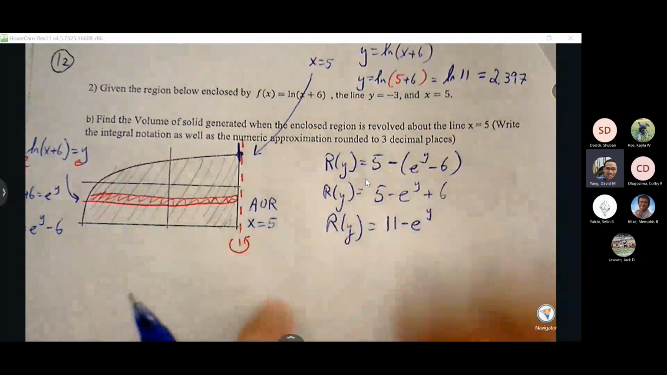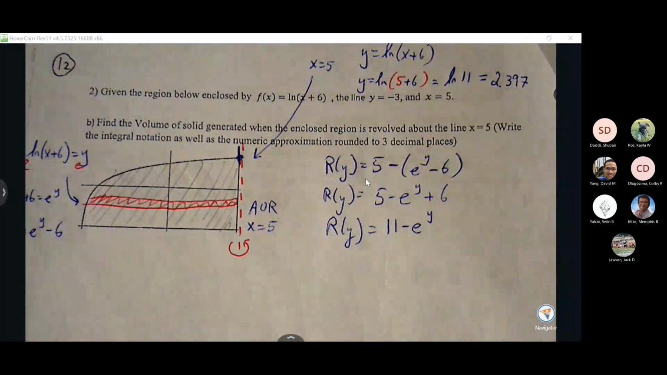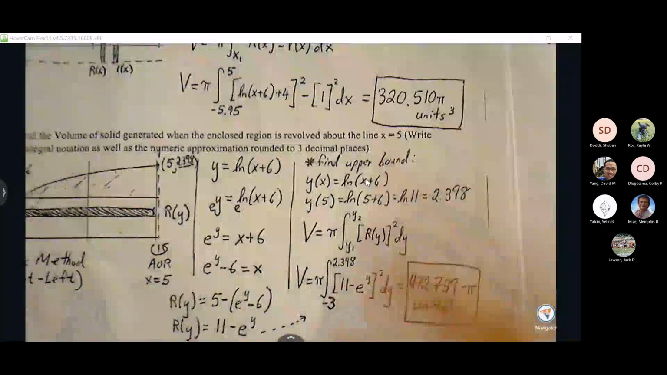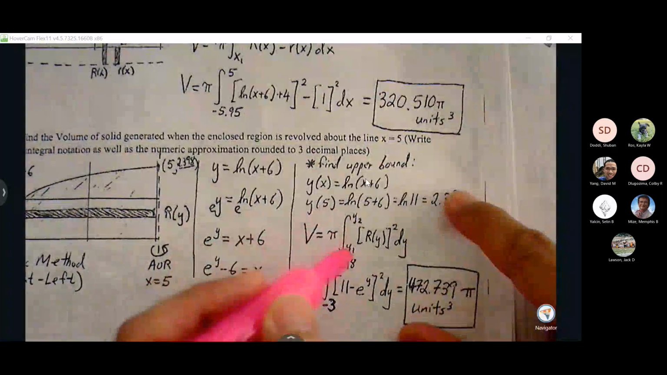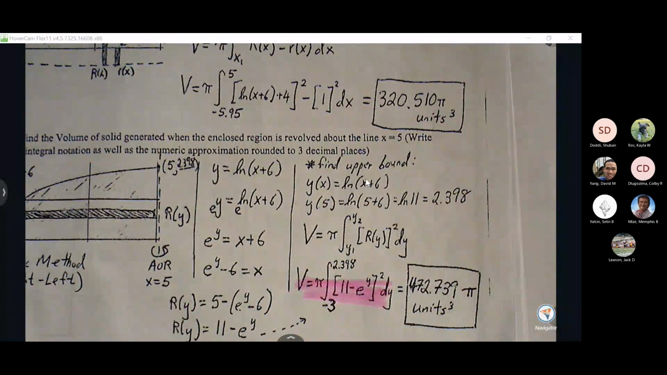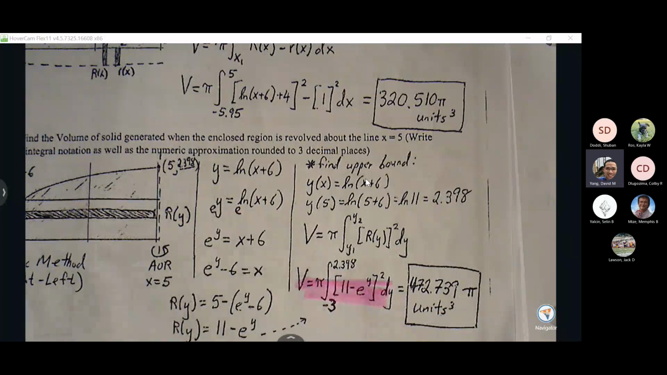All right, so now we've identified the highest y value of the shaded region. We've identified the lowest y value. Now we can put it into this method. Okay, lowest y value, -3, highest y value, 2.397 or 2.398. Big radius squared. Leave the pi out of the calculator. Make sure you replace that y with an x. You'll get that decimal value, attach pi at the end. It's a volume calculation, so units cubed.